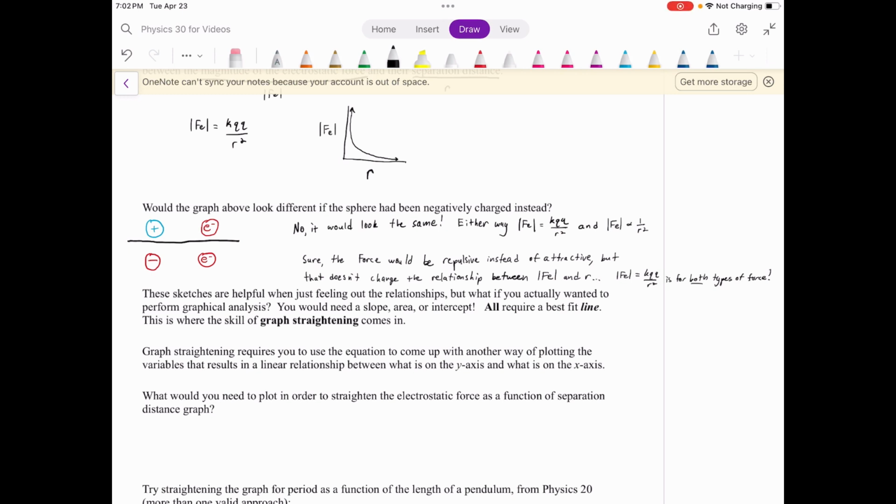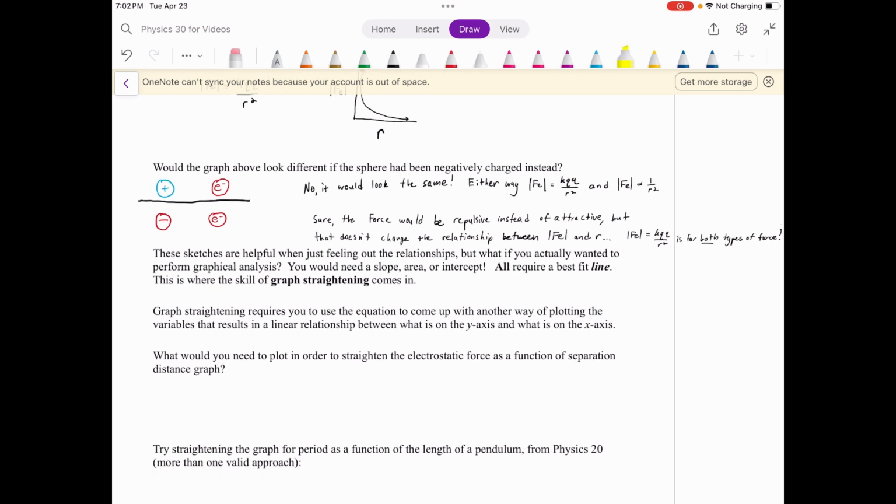Okay, so just a summary of what we said there, right? It would still look the same. Either way, that's the equation to calculate the electrostatic force, and we use that whether the force is attractive or repulsive, right? So the relationship between Fe and r is the same, okay?